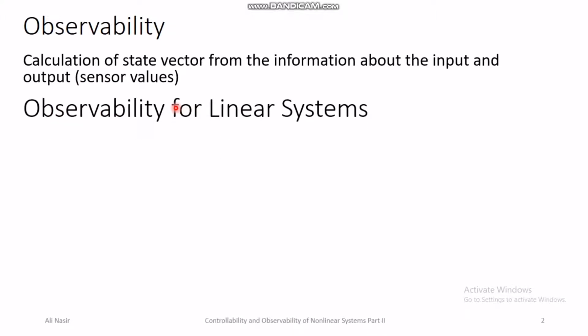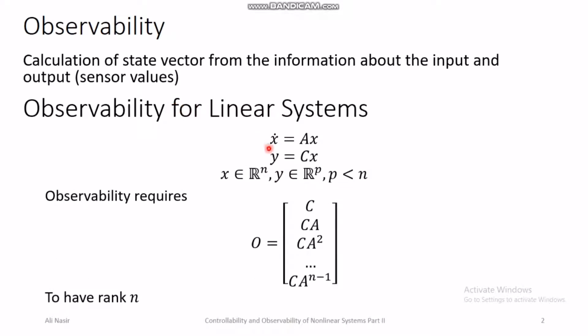So observability for linear systems, you already know that for a system x dot equals Ax, y equals Cx, where x is an n dimensional state vector and y is a p dimensional output vector, where p is less than n, which means that you are not measuring all of the states, but you are measuring some of the states. So from the measurement of some of the states, if you are able to determine all of the states, then the system is observable. And how do you know whether some of the states would be enough or not enough? That you can know by calculations.